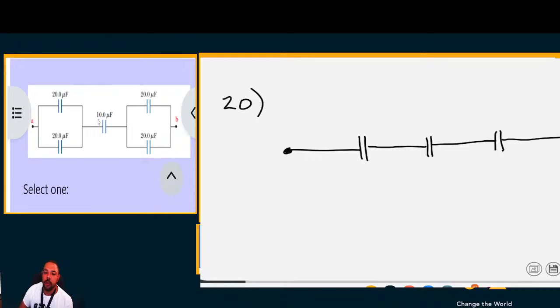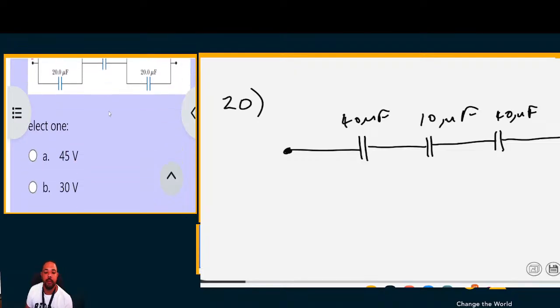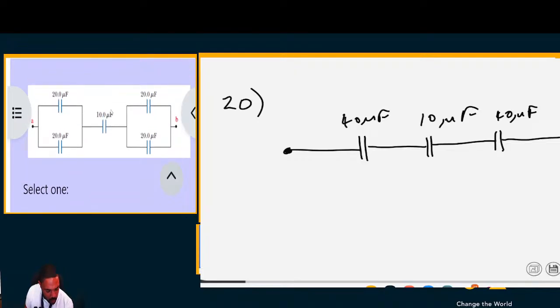Remember, here you have still in the middle the 10 microfarad capacitor. These two are in parallel, so you just need to add them. So that's 40 microfarads. Same with the other one, it's 40 microfarads. You just add them. So you have the capacitance as 40 microfarads and 40 microfarads from the parallel combination. But we are not done yet.